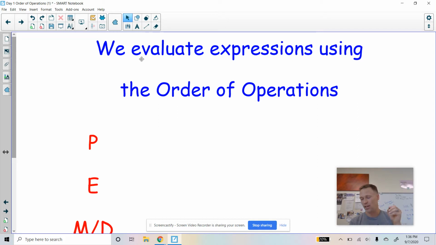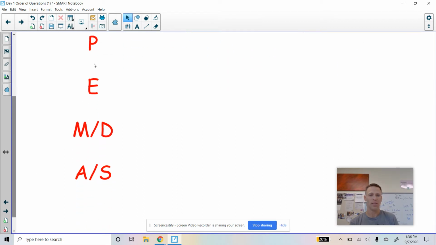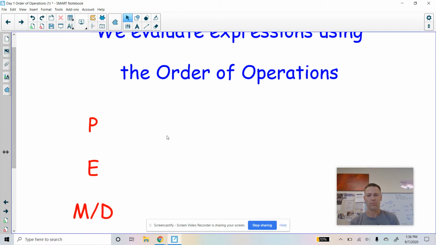So, order of operations. This is the checklist that we run down every single problem to make sure that we're doing things in the right order, because if we're out of order, we got chaos and we will not get the right answer. So we evaluate expressions using the order of operations. This should be review, I hope. So the first one, P, we use this word PEMDAS, P-E-M-D-A-S, an acronym for the order of operations, right? So what does the P stand for?